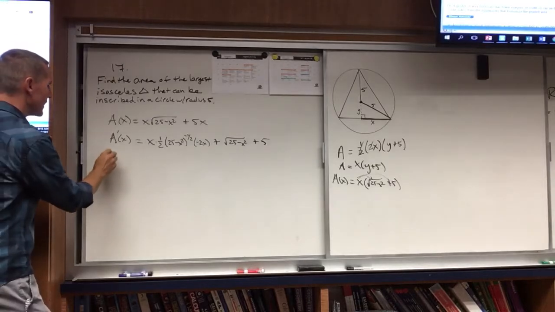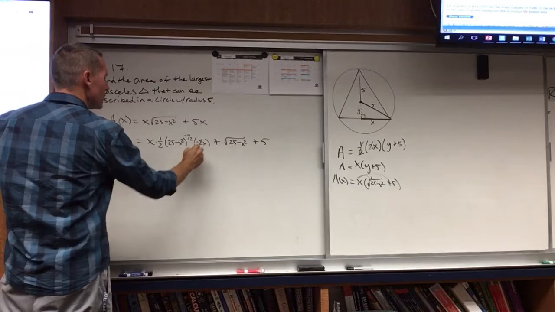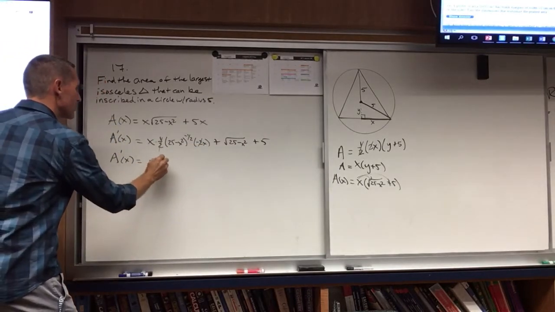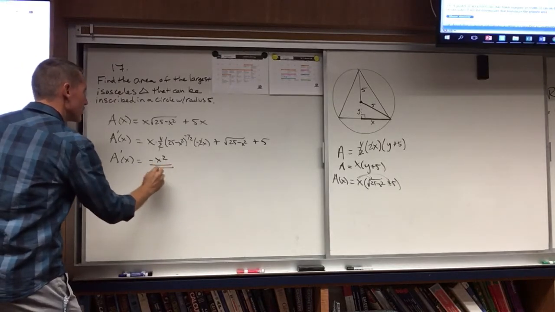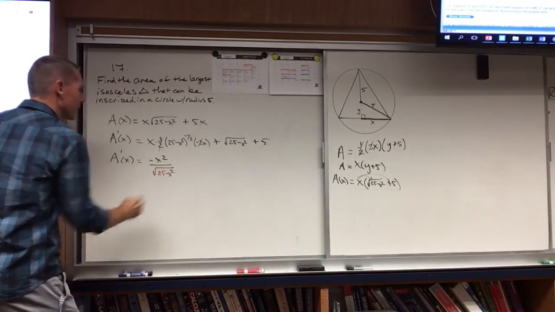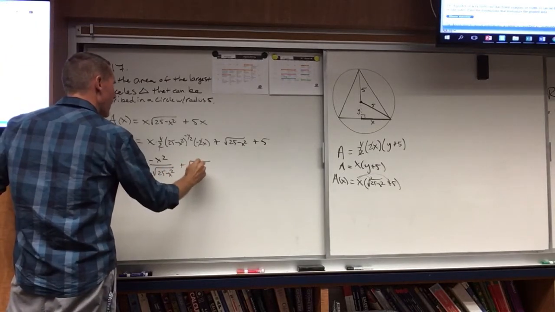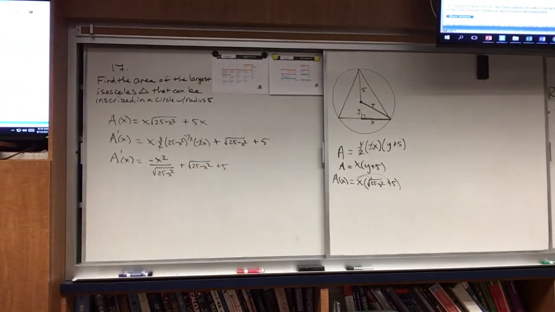So simplifying this, I get that a prime of x is going to be equal to, so that 2 and that 1/2 are going to cancel out. So I'm going to have negative x squared divided by root 25 minus x squared plus root 25 minus x squared plus 5. Okay? So this is a prime of x.